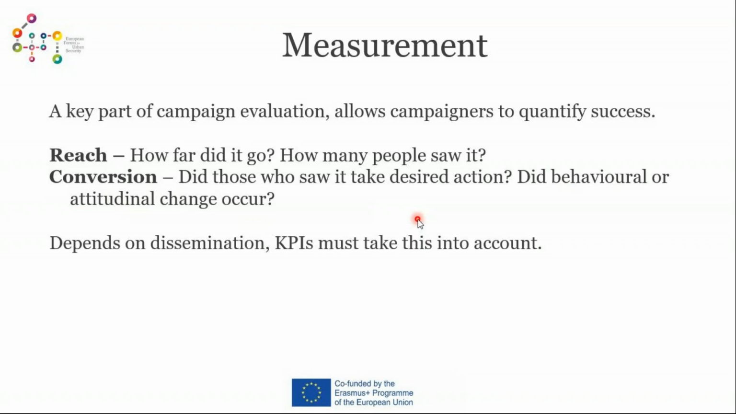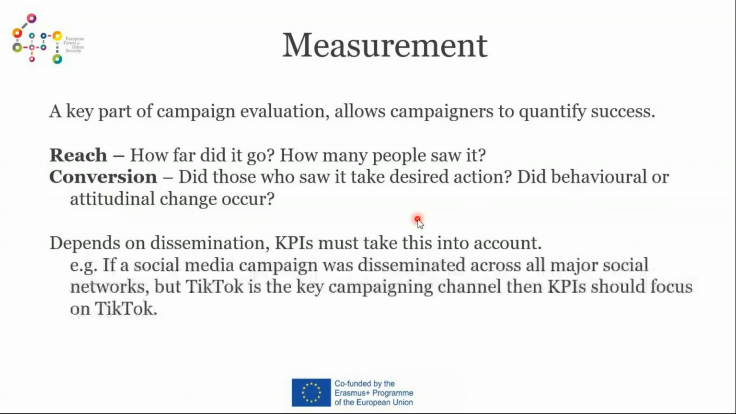So I suppose the point of this is that it depends on the dissemination channels that you use and your messaging. Your KPIs have to take that into account. For example, if a social media campaign was disseminated across all major social networks, but TikTok is the key campaigning channel, then your KPIs should focus on TikTok.